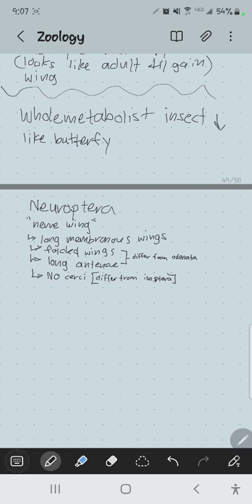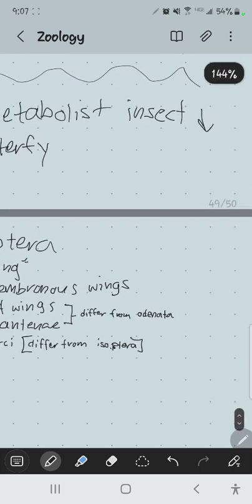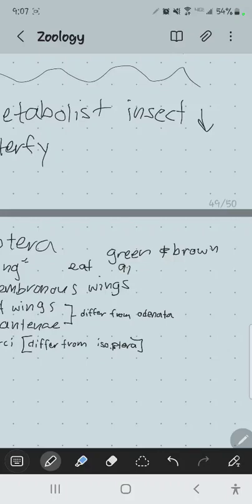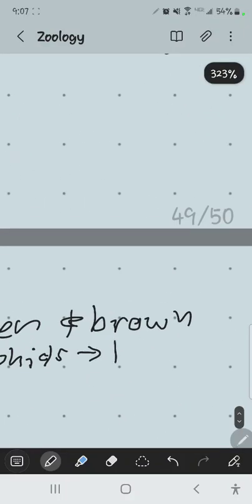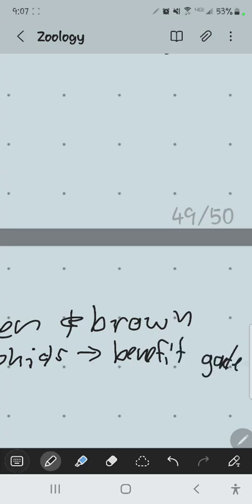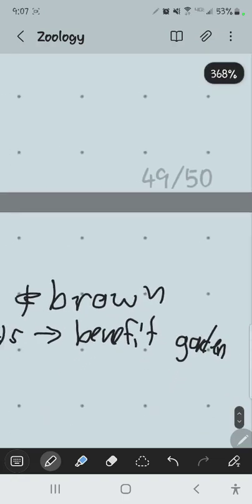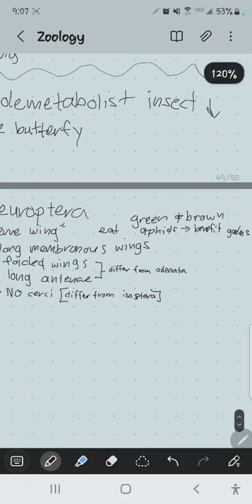So anyway, let me go ahead and draw one here. A little Neuroptera drawing. These are green and brown lacewings. These are super beneficial in gardens, and they eat aphids. It's kind of their specialty. So what you see is very long membranous wings, long antennae, no cerci, pretty much going to be a Neuroptera. So the green lacewings are important in your garden. They eat aphids. They're really big predators. And the larval stages also eat aphids.